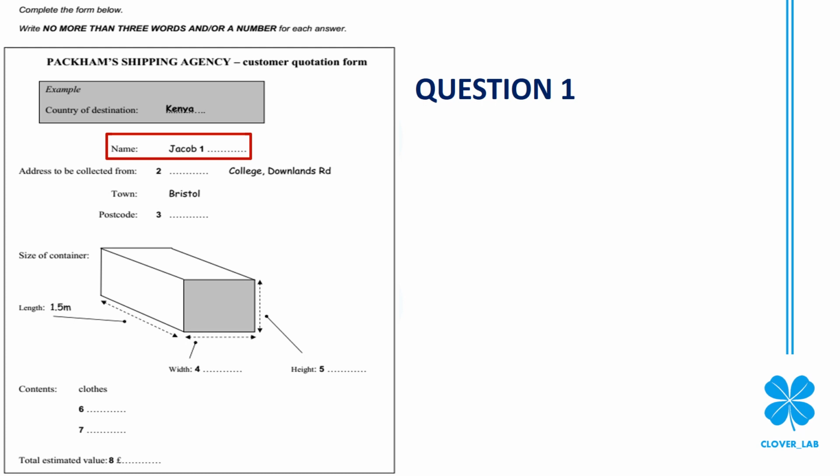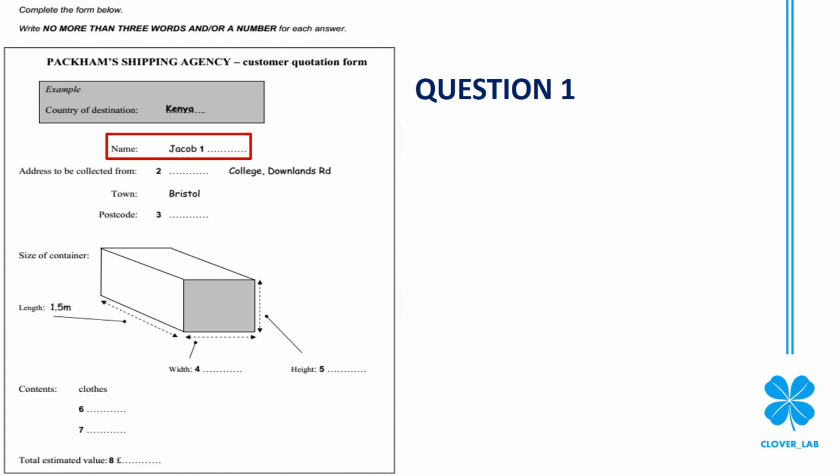Good morning, Packham's shipping agents. Can I help you? Oh, yes. I'm ringing to make inquiries about sending a large box, a container, back home to Kenya from the UK. Yes, of course. Would you like me to try and find some quotations for you? Yes, that'd be great. Thank you. Well, first of all, I need a few details from you. Fine. Can I take your name? It's Jacob Mkere. Can you spell your surname, please? Yes, it's Mkere.